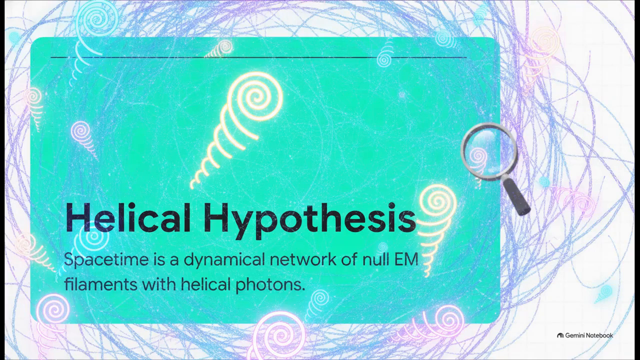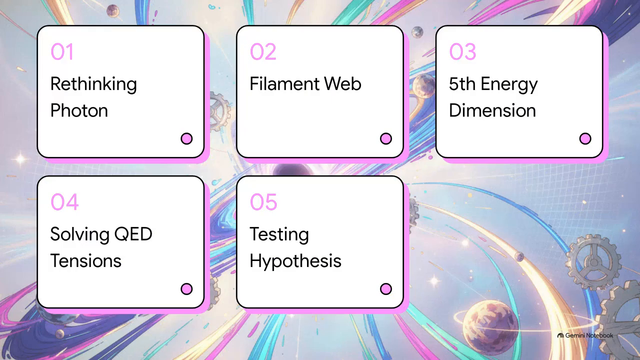And that right there brings us to the Helical-Filament Hypothesis. Dr. Rihan is proposing that light isn't just some tiny bullet shooting through an empty void. Instead, what if spacetime itself is actually this dense, dynamical network of null electromagnetic filaments? Within this framework, a photon is actually a finite-size helical excitation, a massless spin-1 spiral, winding directly around these microscopic filaments. To really wrap our heads around this massive paradigm shift, we're going to hit 5 key areas today.